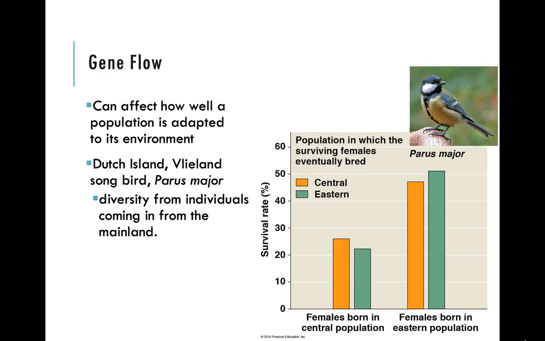And they believe that what's going on here is that those birds in the eastern population have had a chance to adapt to their environment. The populations have changed to fit the environment. But the central population, because there are constantly birds coming in who are not adapted to this island, they don't survive as well. And so in this case, the gene flow from the mainland is actually working against that central population because individuals are not surviving as well in that population.